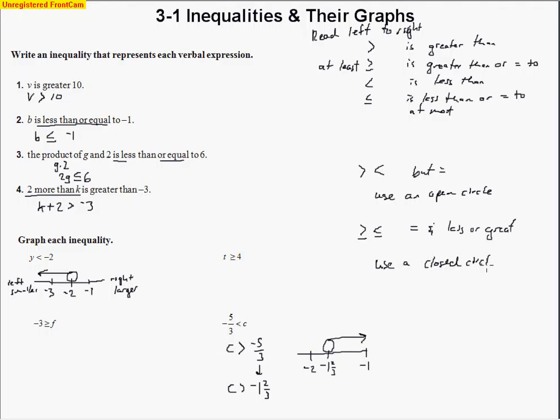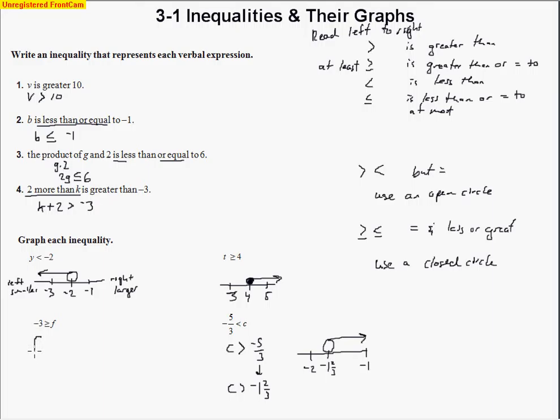So looking at this one, when I draw it, I'll put 4 in the center here. 5 is the bigger number, 3 is the smaller. And when I draw this one, it's a closed circle, meaning that 4 is a solution, and the values of t are greater than or equal to it. So bigger because it's open towards the t.